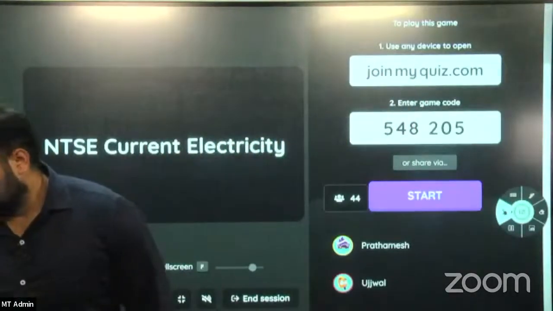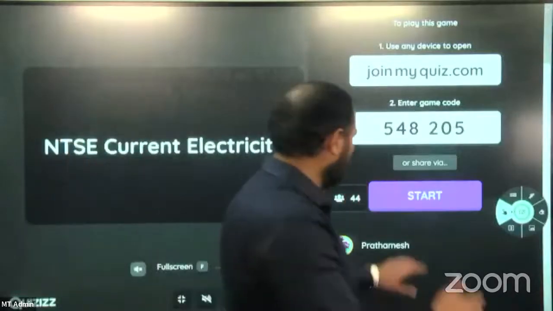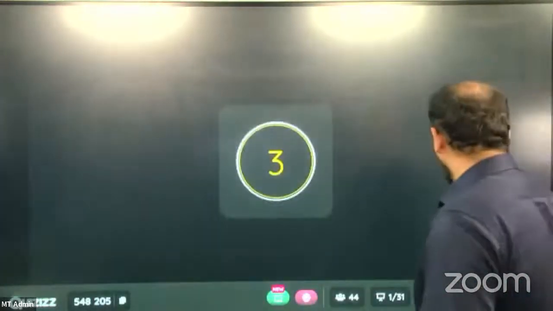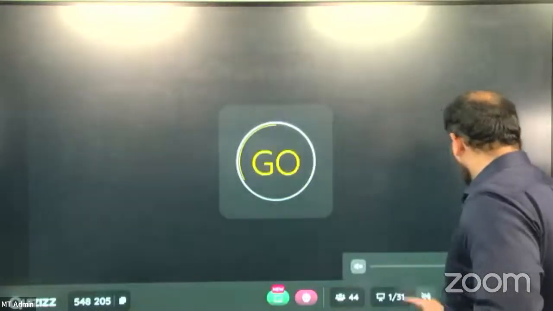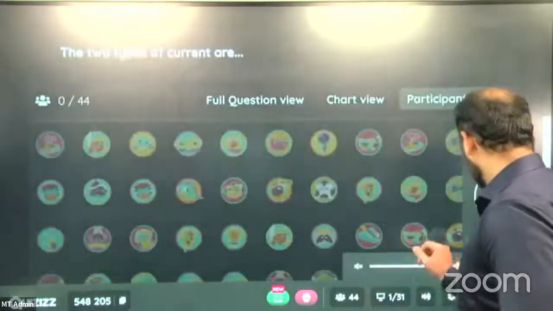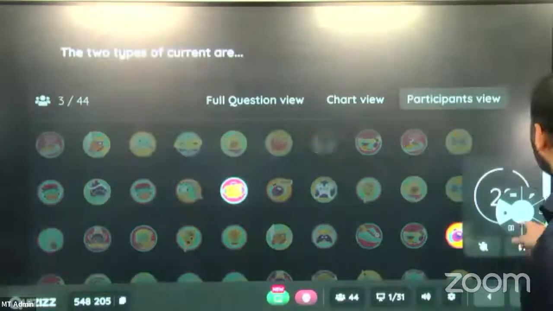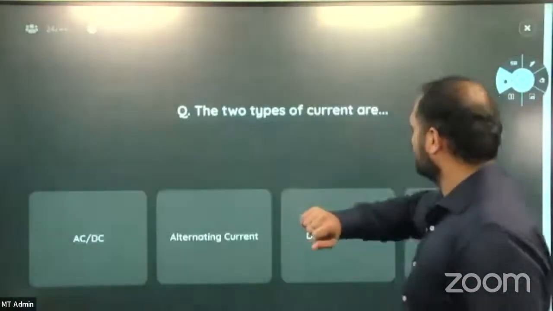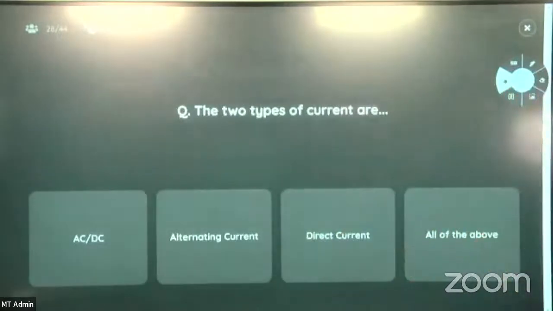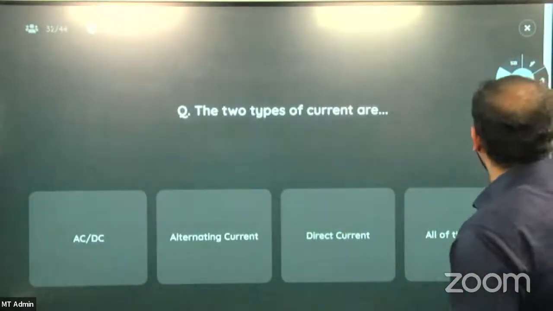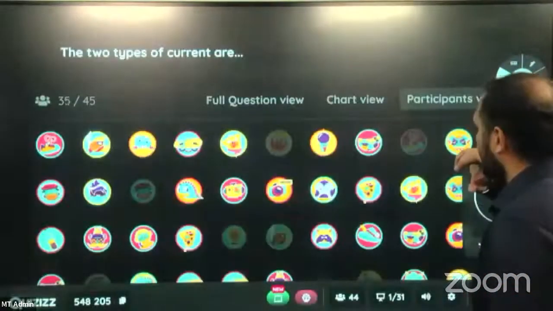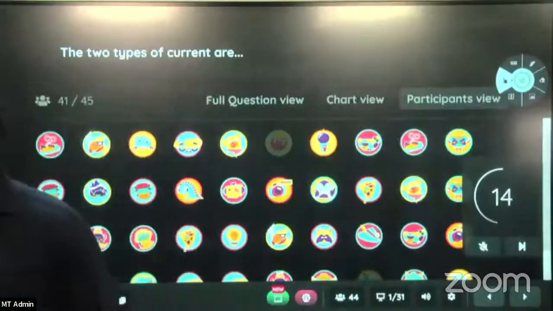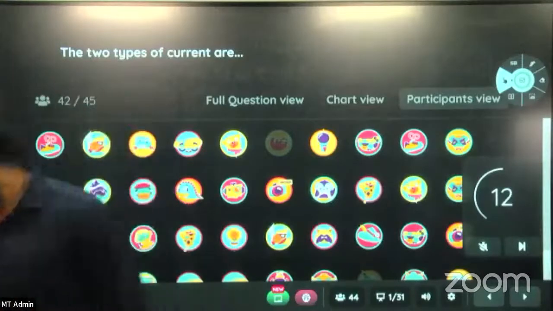Come on, let's start with the session. The first question in front of us: the two types of currents are AC, DC, alternator. Come on now. This was a very easy question, but there is something more which I require.